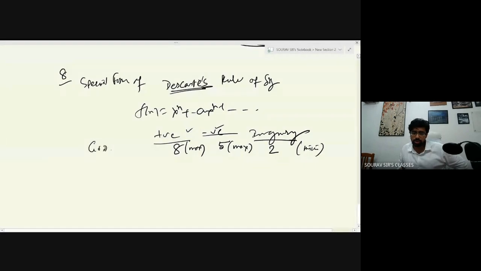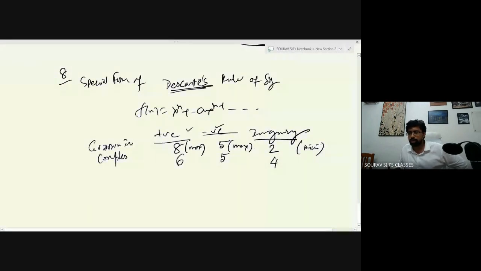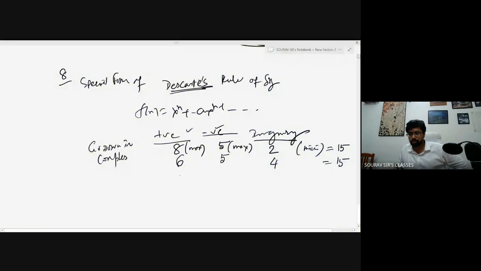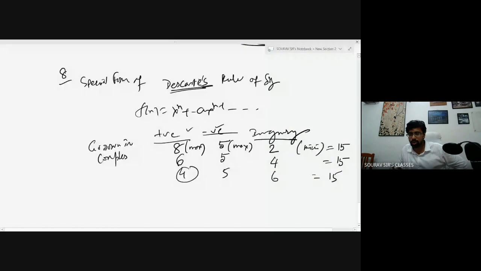For example, if it is 6, then it is 5, and this will go to 4. Remember that the total cannot change. Still 15. This is 4, 5, and 6. So I'm reducing 2, and that 2 is going to be added here, not to the negative. Then 2, 5, and 8. Then 0, 5, and 8 is another combination.